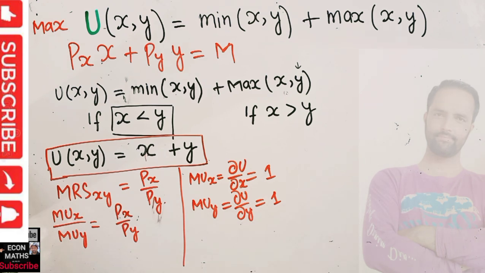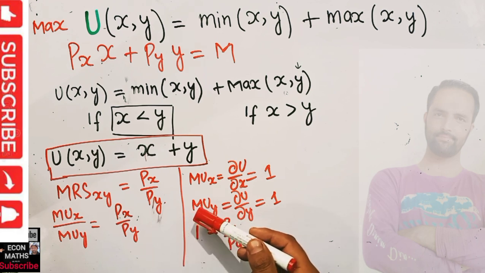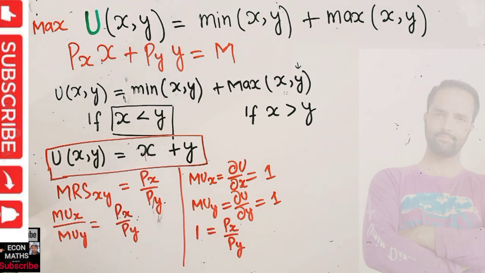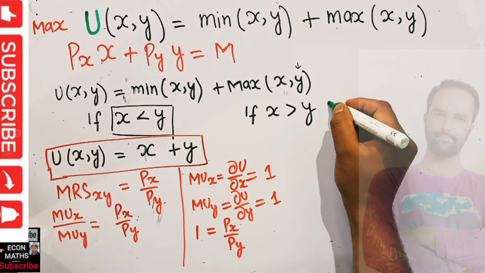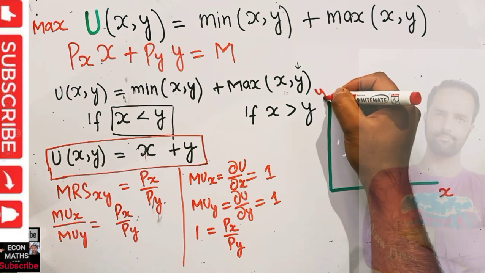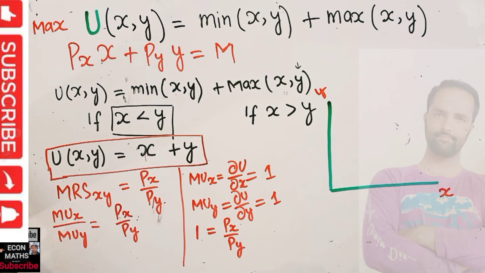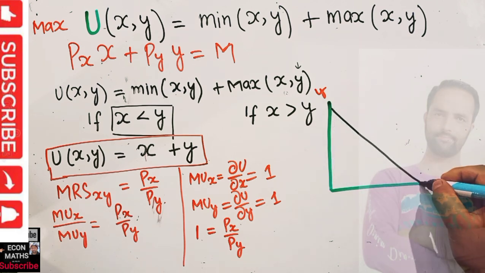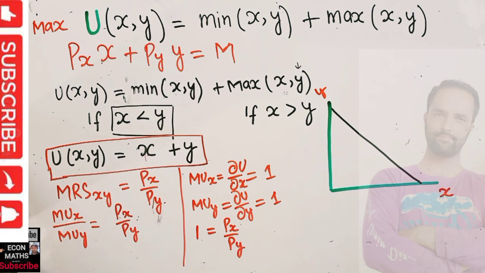Okay, so we have 1 should be equal to price of x upon price of y. So we are not getting this relationship in terms of units of good x and y. In this case we will have some situations. Let us say this is our utility function, and on a graph of x and y, let us say this is our budget line.